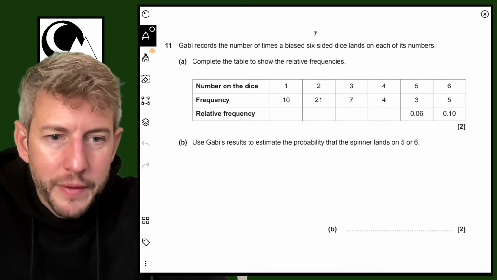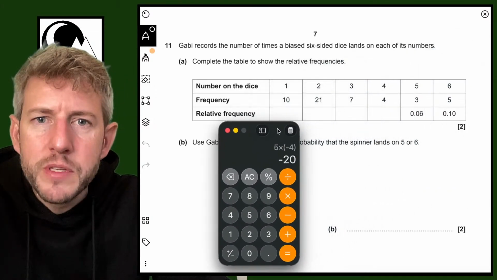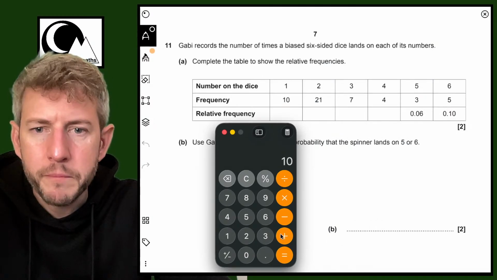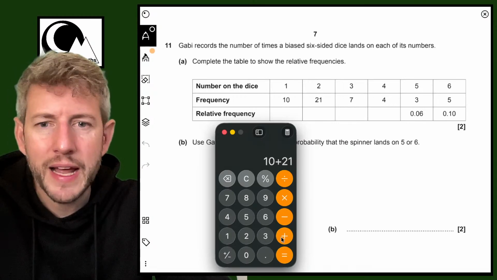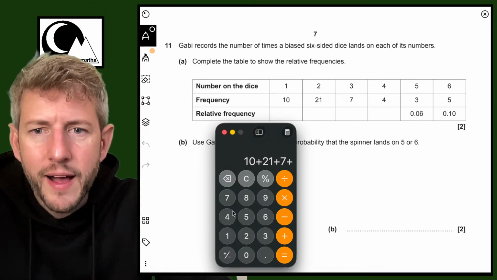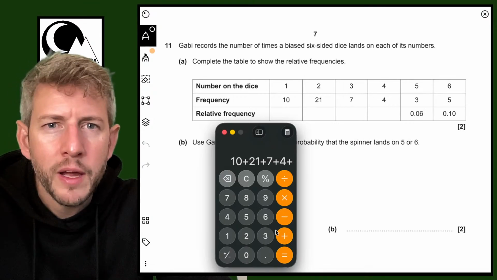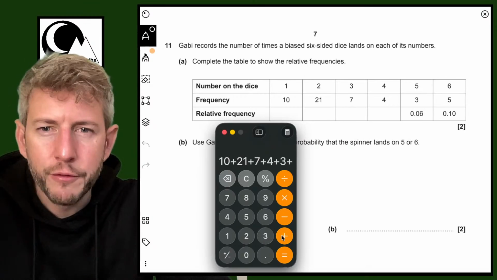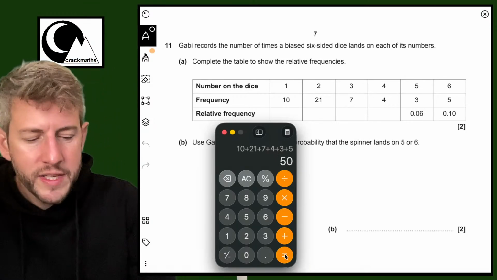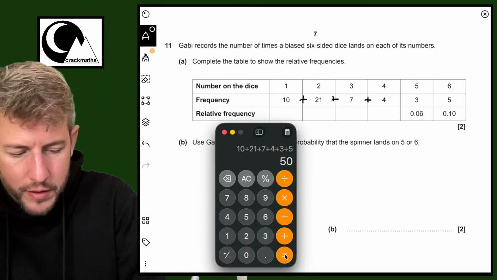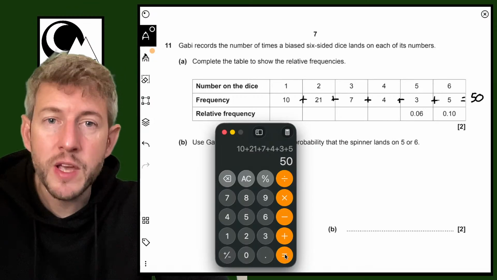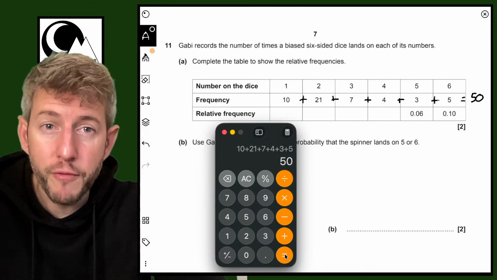So I'm going to get my calculator out here and add these numbers together. We've got 10 times it landed on 1, add 21 times for it landing on 2, add 7 times for it landing on 3, add 4 times for it landing on 4, add 3 times for it landing on 5, and add 5 times for it landing on 6. So altogether, if we add these together, that equals 50. So the total frequency for the number of rolls was 50.